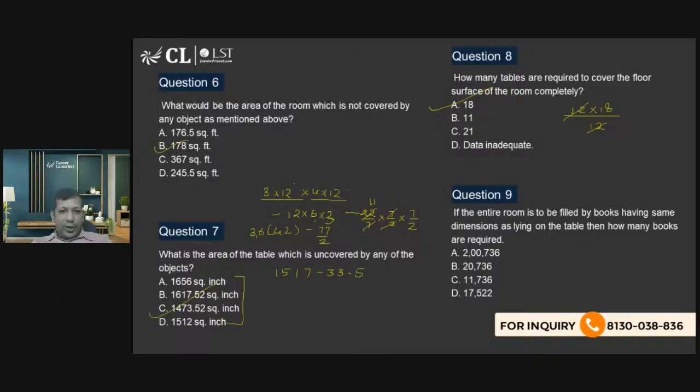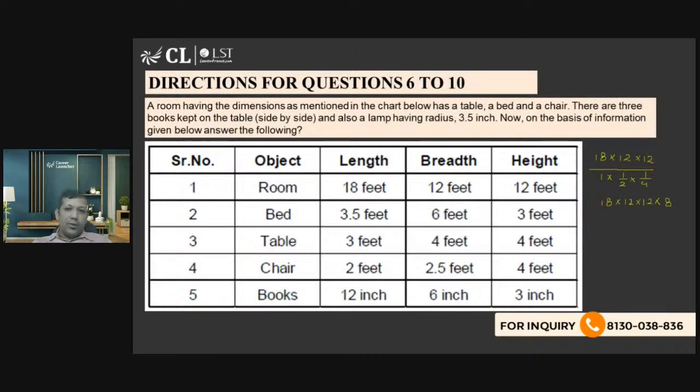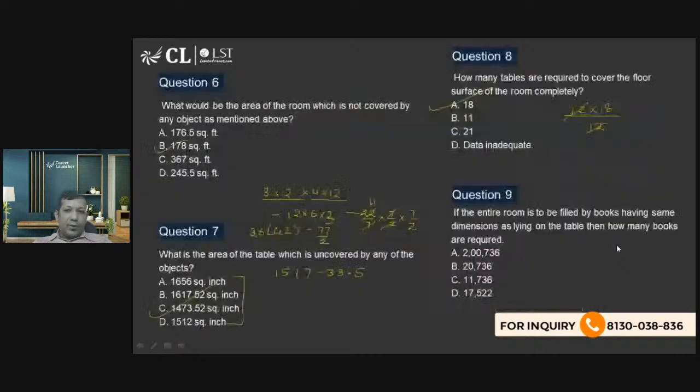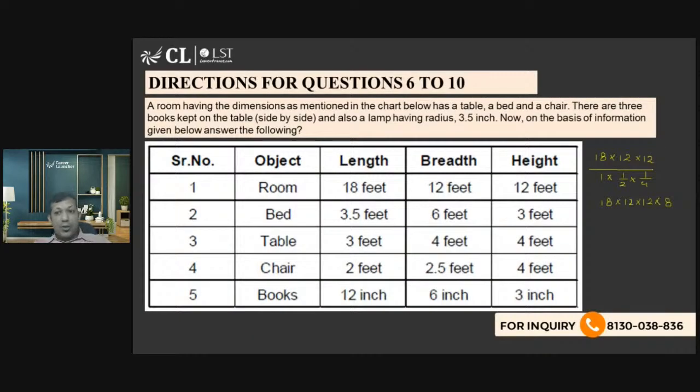If I am going to get it, what is the approach I am going to take? First of all, I am going to look at the options. Are options very close? Do we have very close options? If options are not close, then I'm going to approximate.